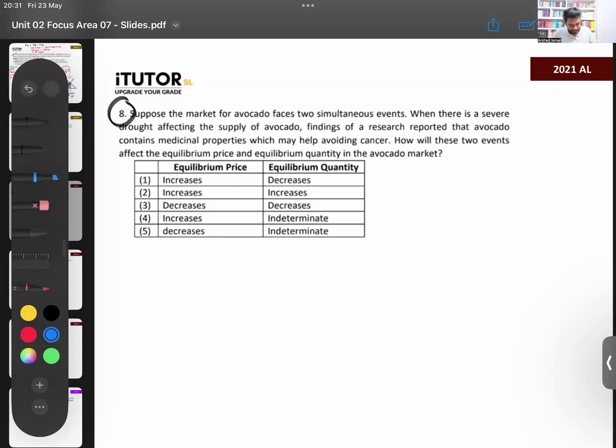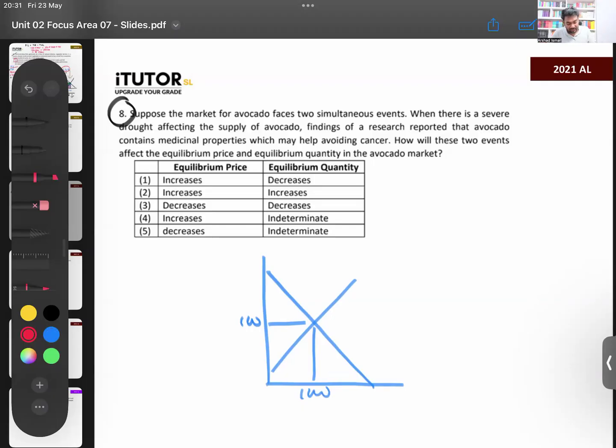Same thing as before, no? So avocado, demand, supply. Let's say price of avocado is 100 rupees. People bought 1,000 avocados. Now they are saying there is a drought affecting the supply. So drought, Lamai, will the supply increase or decrease then? Common sense. If there is a drought, supply will decrease, right? Then my supply will come down.